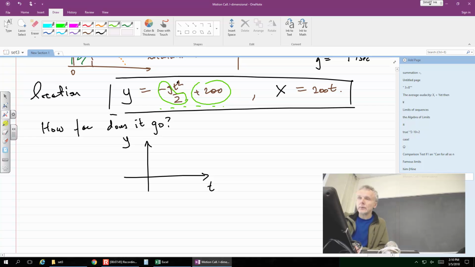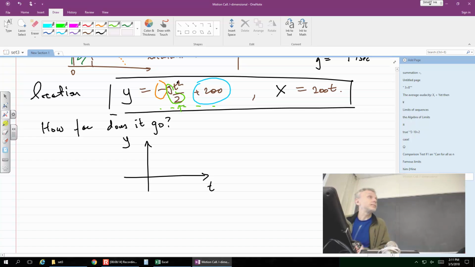Okay, so in fact, let me split it into 3 steps. Multiplying by g over 2 first, multiply by negative sign second, and adding 200 last. So these are the 3 steps that you do to a parabola, and the result is still a parabola. And what does the parabola look like? Well, t squared multiplied by g over 2, what does it do to the parabola?